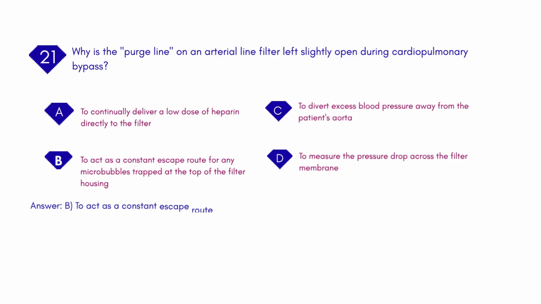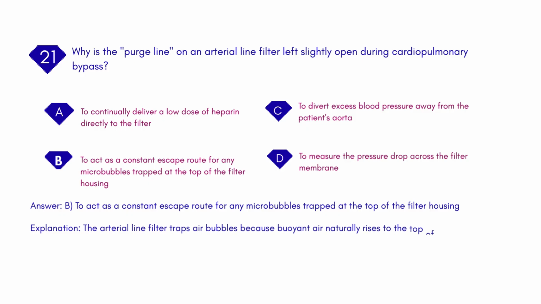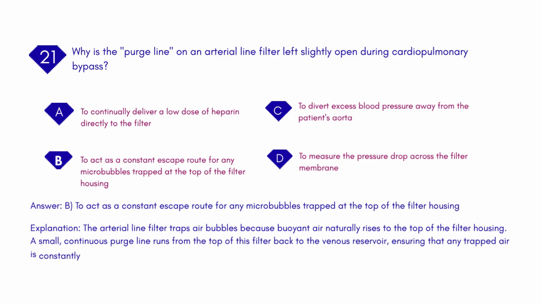Answer: B. To act as a constant escape route for any microbubbles trapped at the top of the filter housing. Explanation: the arterial line filter traps air bubbles because buoyant air naturally rises to the top of the filter housing. A small, continuous purge line runs from the top of this filter back to the venous reservoir, ensuring that any trapped air is constantly flushed out of the systemic line and sent back to be defoamed.